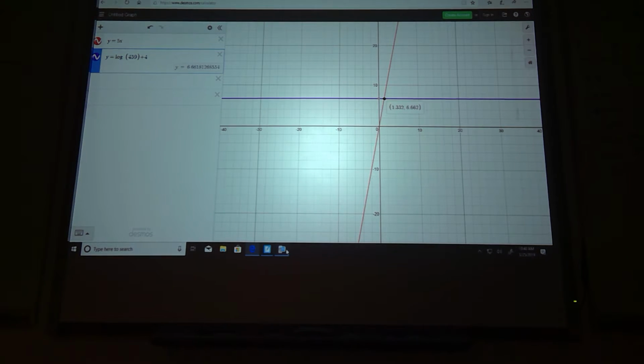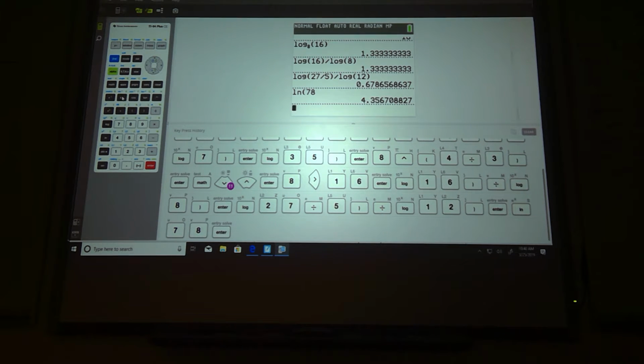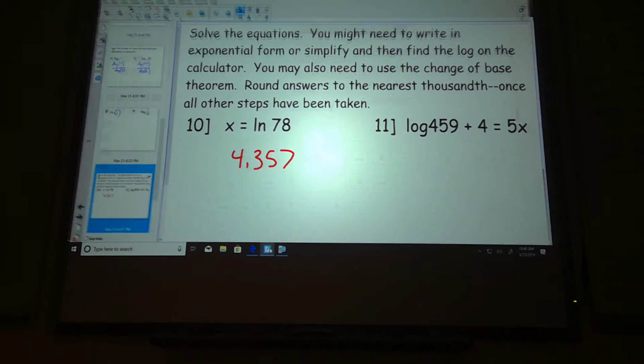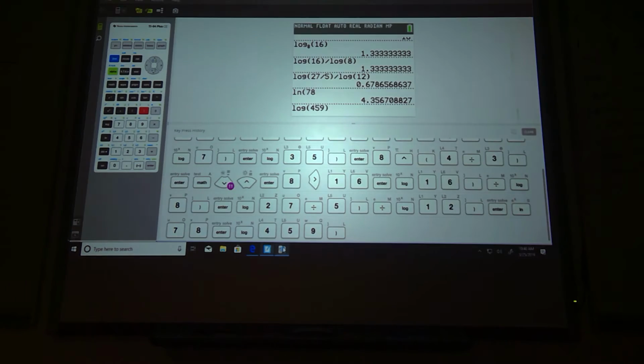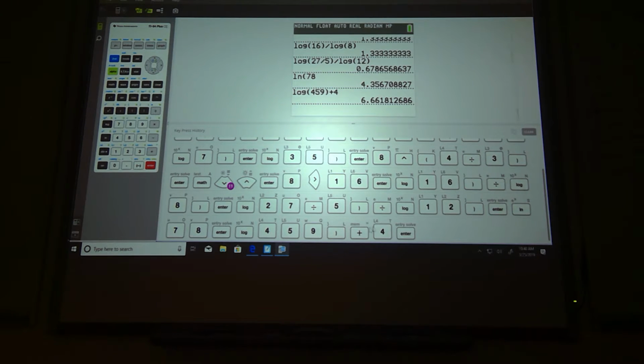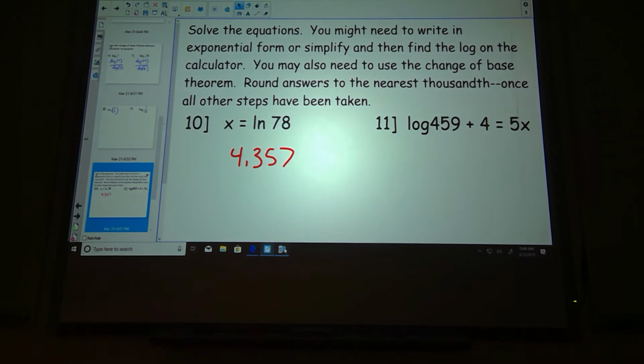Okay? If I wanted to do this on my calculator, I could do log of 459. And what was there else there? Plus 4. And then divide by 5.